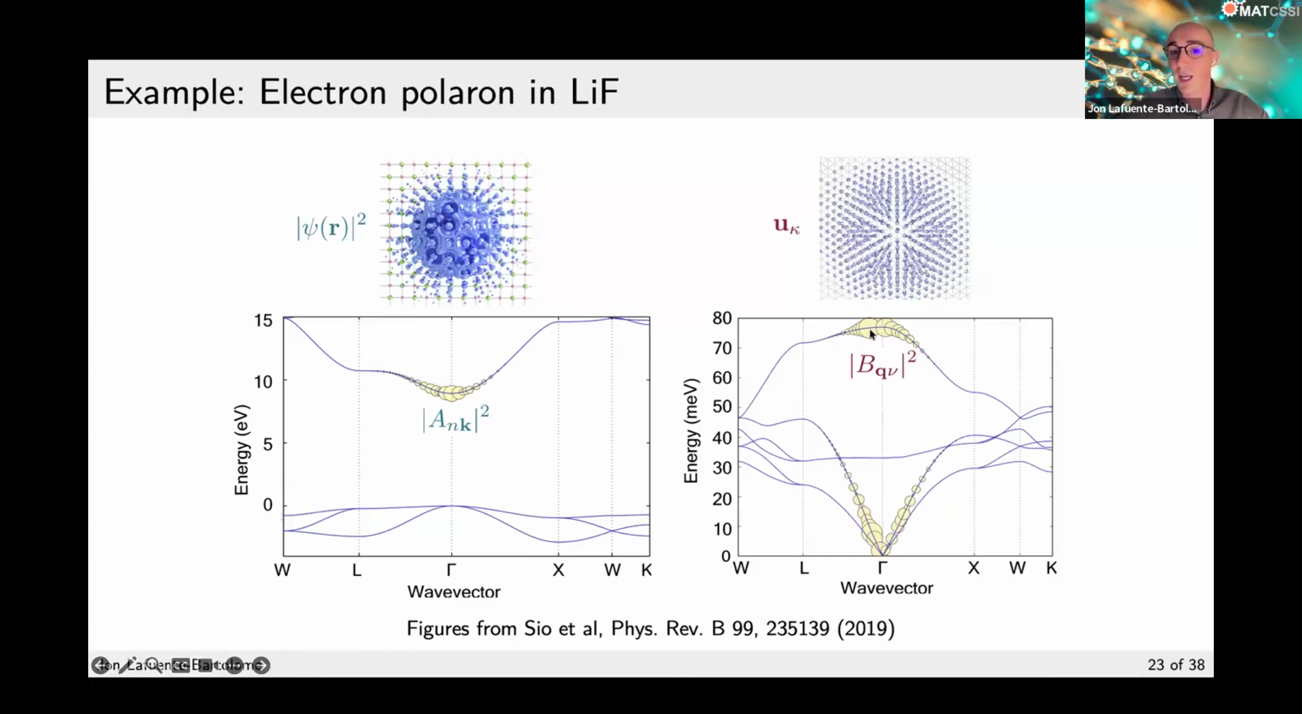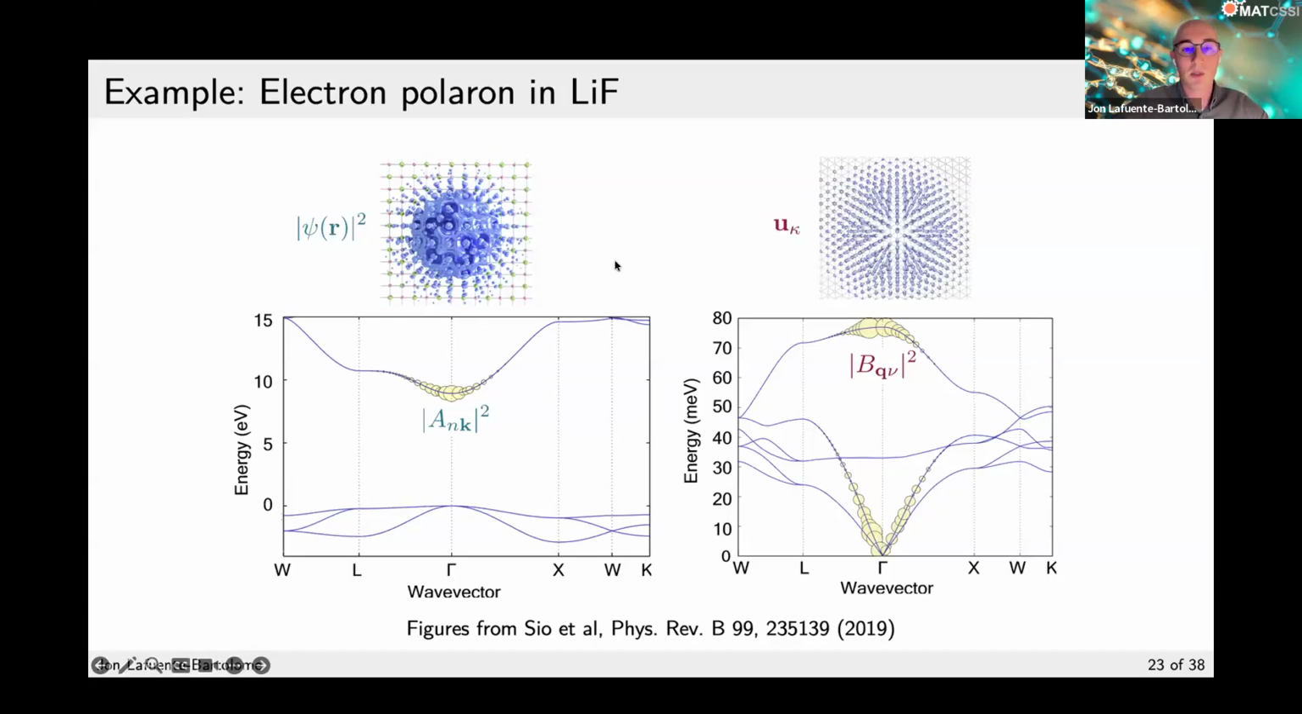And one can also identify which are the relevant phonons triggering this polaron formation. In this particular case, one sees that it's mainly governed by the LO phonon modes near gamma. And as a result, one can identify these large polarons as Fröhlich polarons.